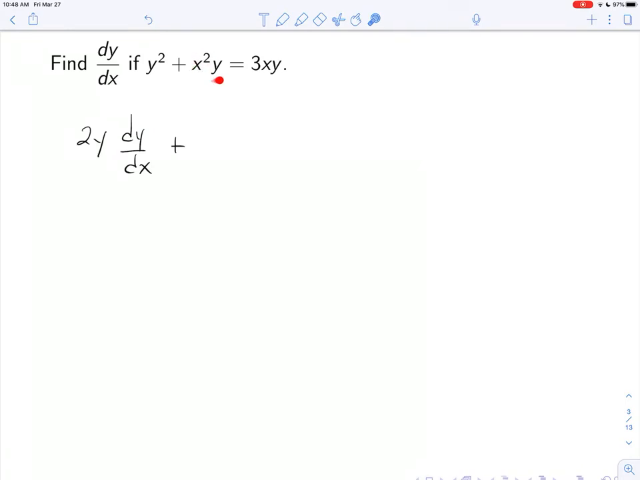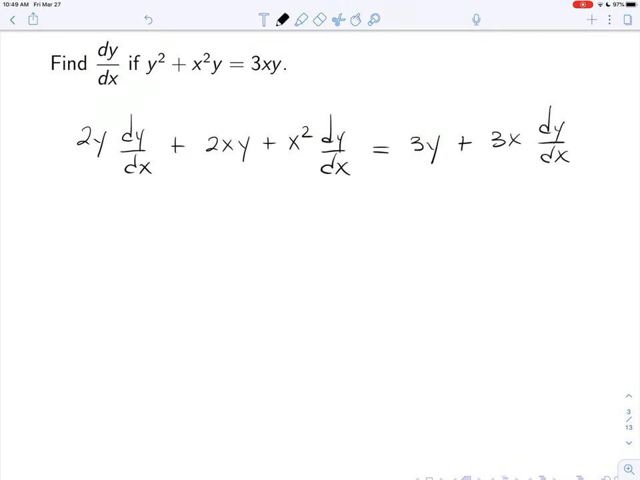So I've got a product of x squared times a y. First I'll take the derivative of the x squared, which is 2x times a y. Then I'm going to add x squared times the derivative of y, which is just dy/dx, equals, and then I've got to do the same thing on this side, product rule again. I'm thinking about it as 3x times a y. So the derivative of 3x is 3, times y is 3y, plus 3x times dy/dx.